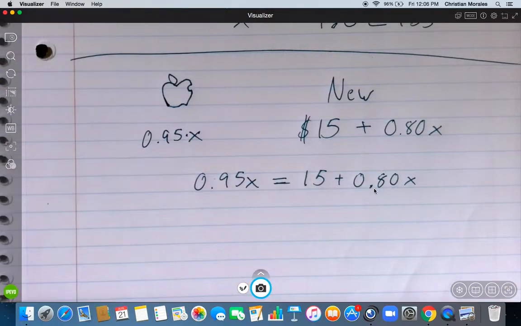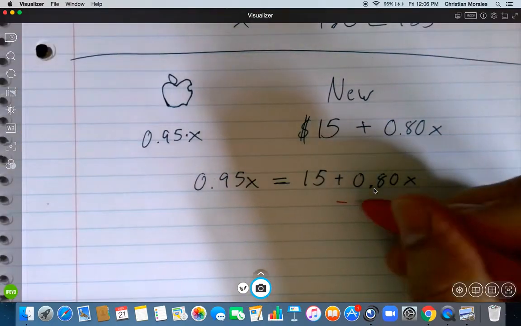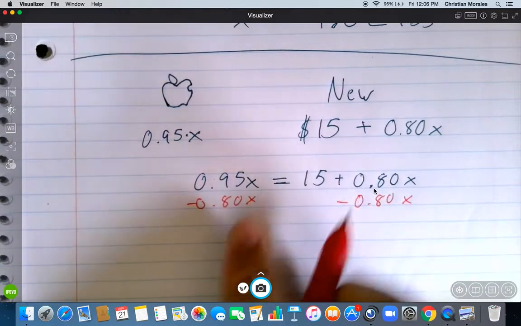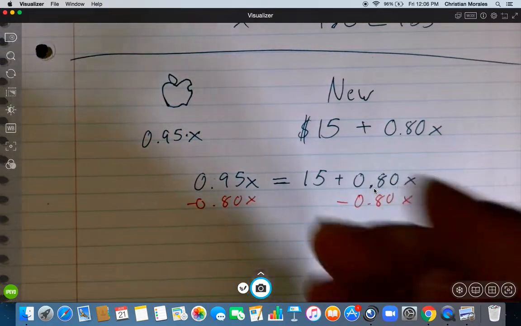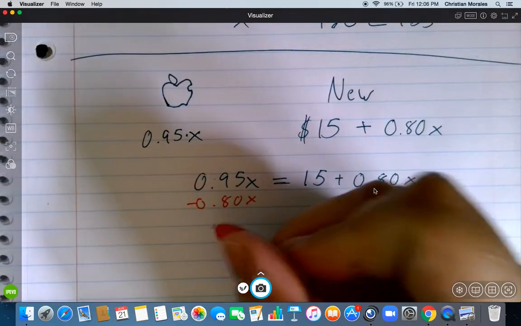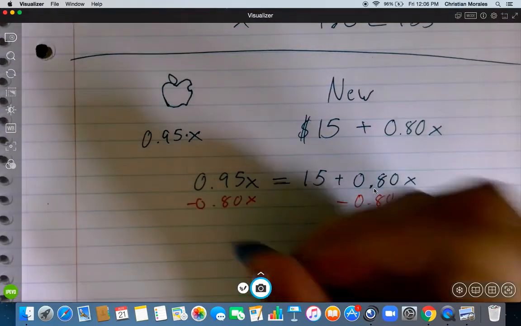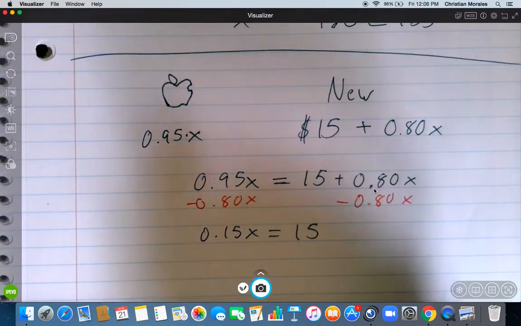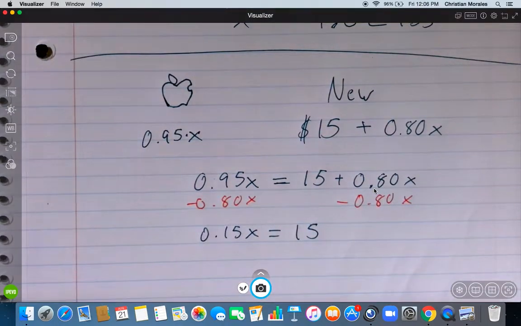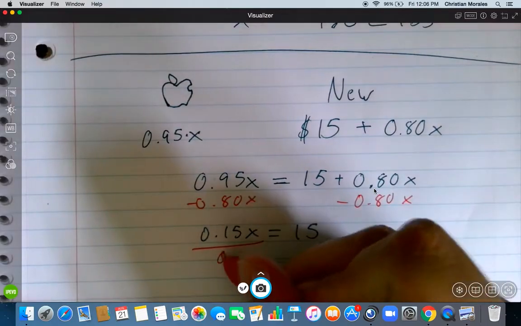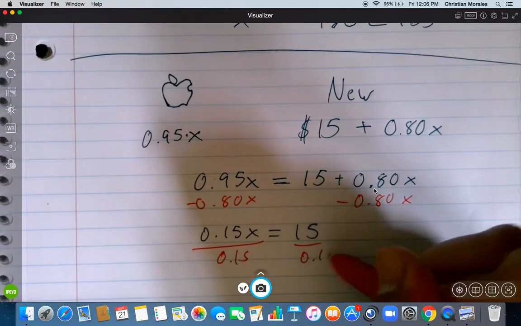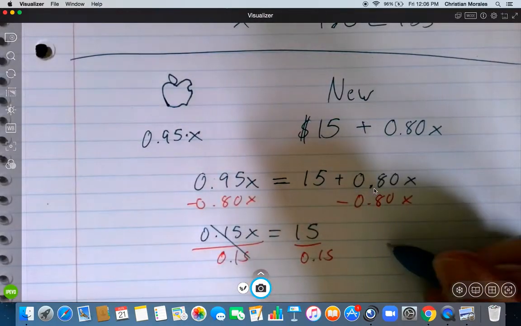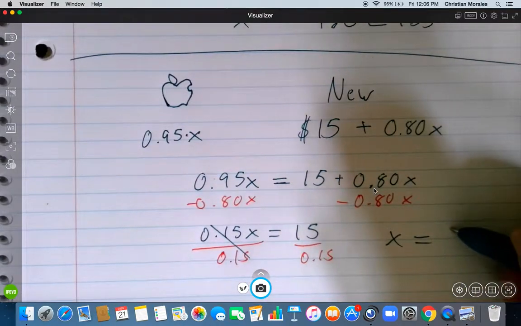I have two x's, so I'm going to move this x over here. Remember, you want to line up your decimal points. When you use your calculator, just make sure you put the decimal point in the right place. You're going to get positive 0.15x equals $15. Next, if you're solving for x, we're going to divide by 0.15. And when you divide that, x equals 100.